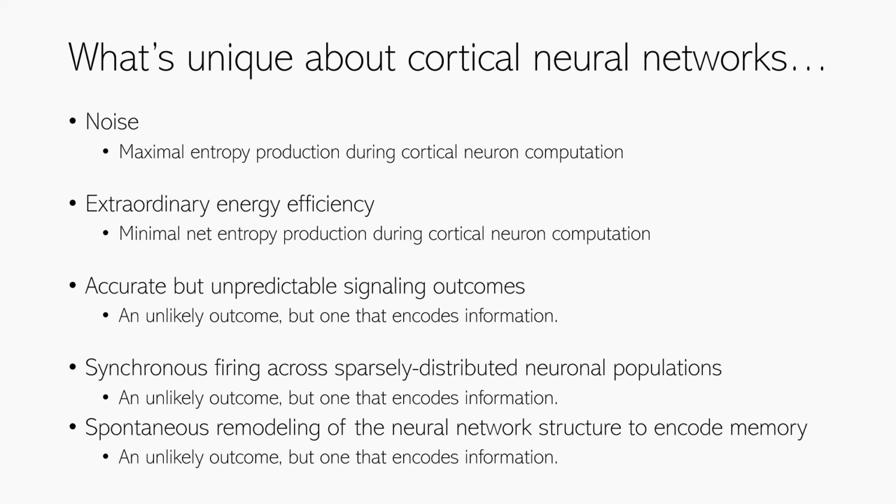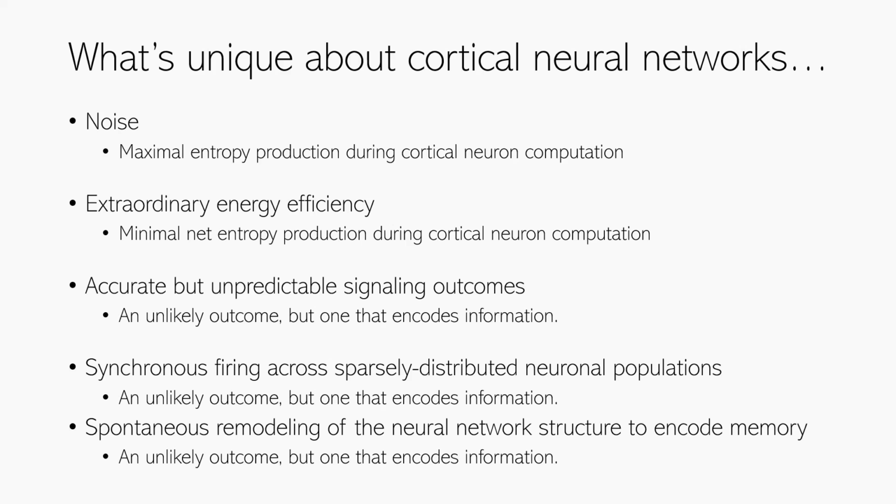So what do we have here? We have a lot of information, a lot of unlikely events, a lot of entropy forming. But at the same time, we have enormous energy efficiency with little net entropy production. So what we have here is a very interesting thermodynamic system, which is capable of finding itself an optimal system state through noisy information processing.